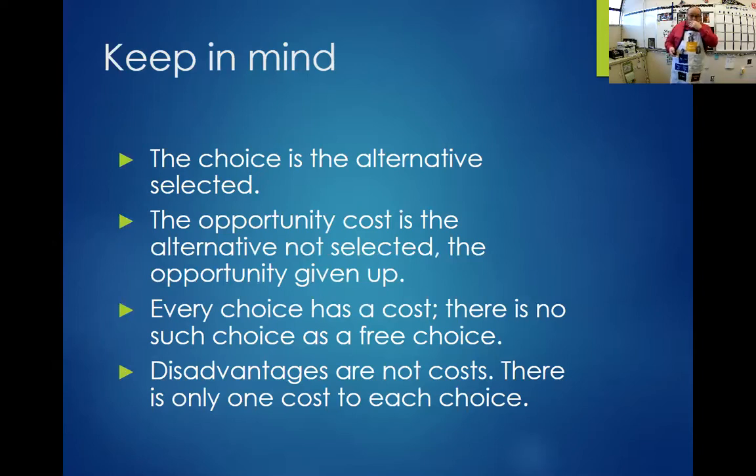Okay, now keep these things in mind. The choice is the alternative that you select. The opportunity cost is the alternative not selected. It's the opportunity that's given up. That's the cost, the opportunity given up. So every choice has a cost. There's no such thing as a free choice. Every time you make a decision, you make a choice, you've decided I'm going to do this. There's always a cost, and the cost is the thing that you didn't choose.